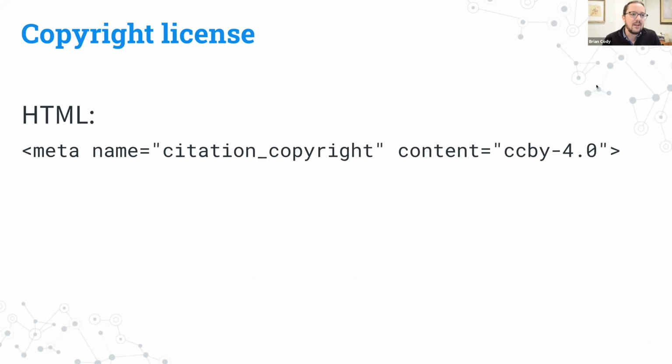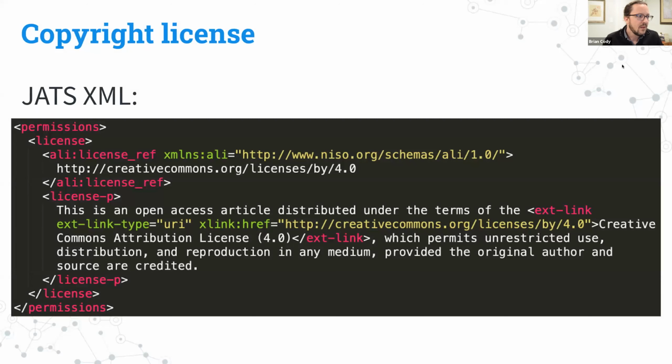So here's what it might look like in HTML, very simple line of code where it's saying citation copyright is CC BY 4.0. And in the JATS, you might have something like this. But again, once you have it, you just keep reusing it for articles. And so it's always the same. So hopefully that is easy in the idea of copyright license, which can feel potentially complicated.